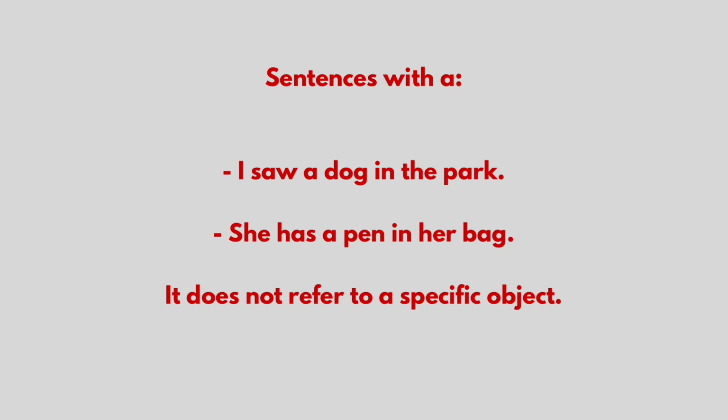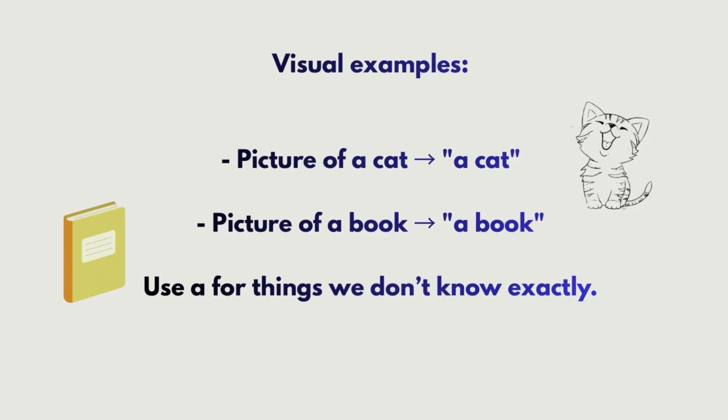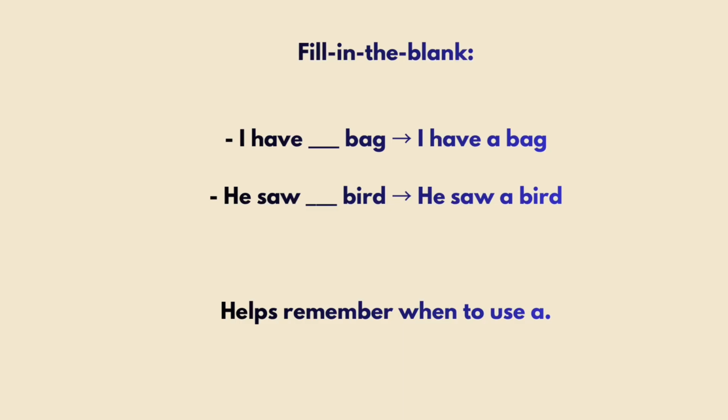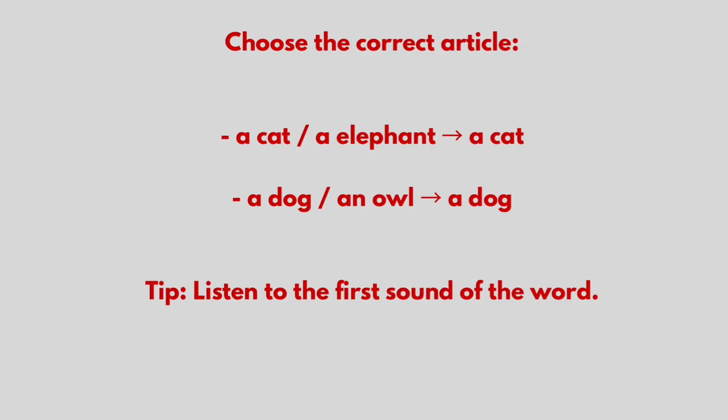You can better understand also with some visual examples. Picture of a cat, picture of a book, a book. So we use a for things we don't know exactly. You can do a small practice with the fill in the blanks here. Also, another slide for the practice, where you can choose the correct articles.